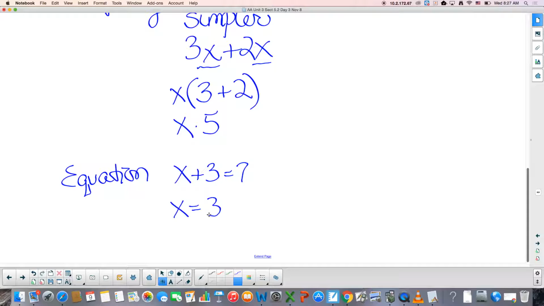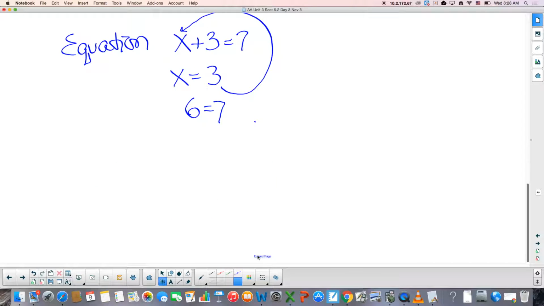Because x is wrong. Well, what do you mean it's wrong? 3 plus 3 is 6. What did you do? You put this back in here, and what happened to my equation? I get 6 equal to 7. Error. Yeah, it's an error. So what am I looking for when I try to solve an equation? Why can't it be 3? Because if I put it back in there, it doesn't make the sentence true.